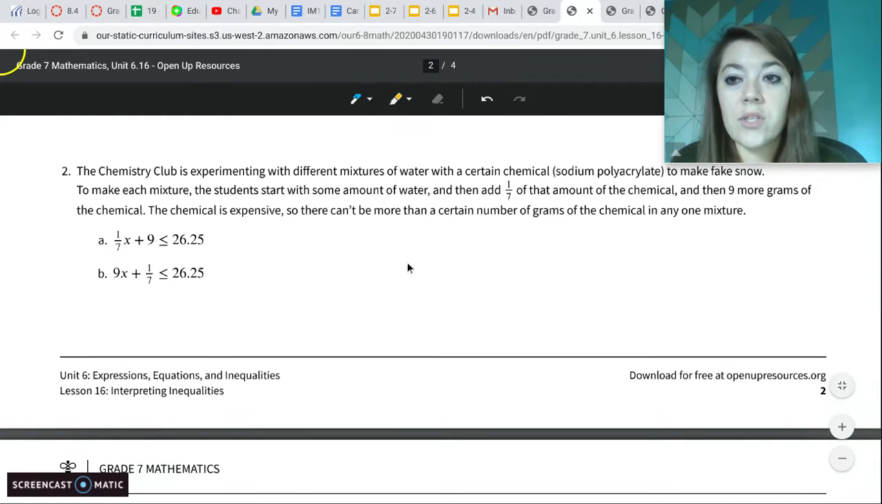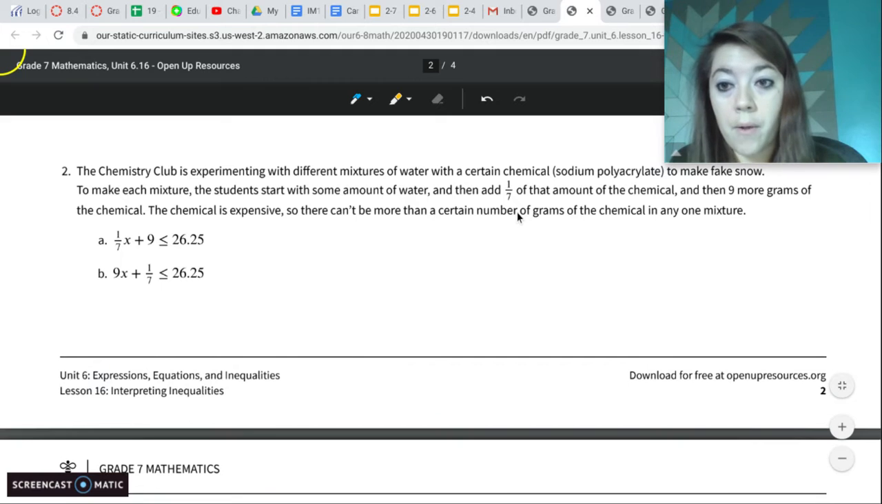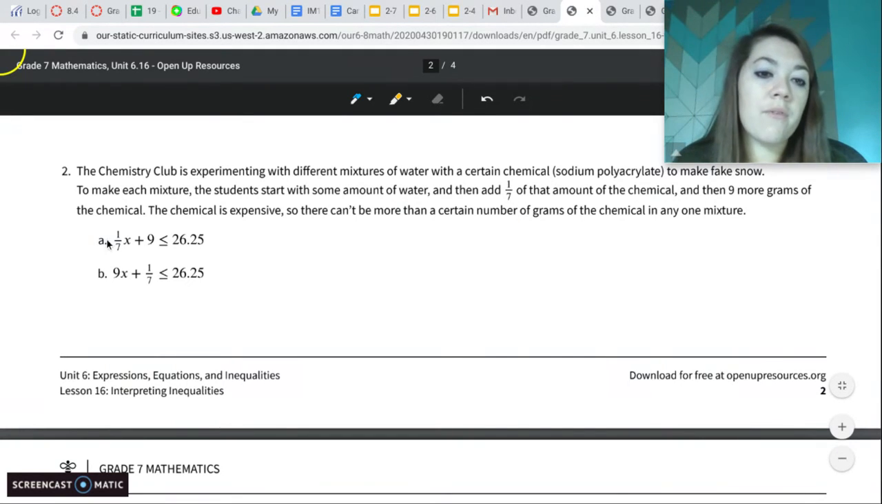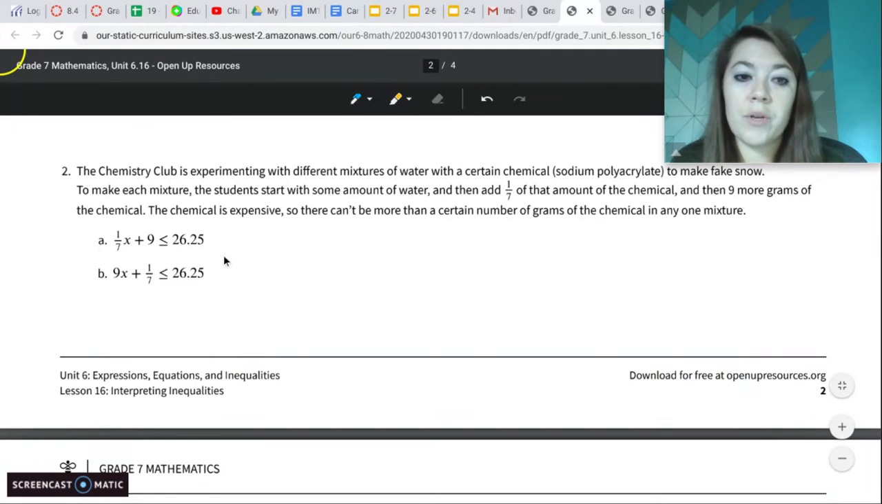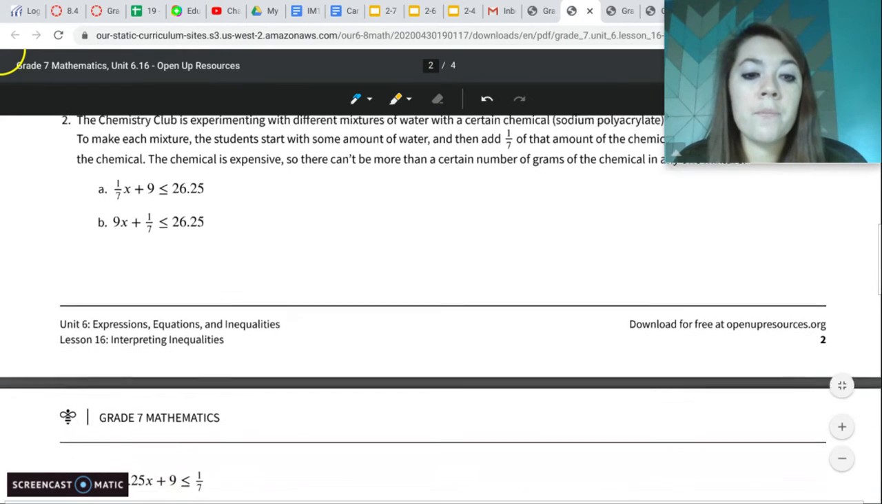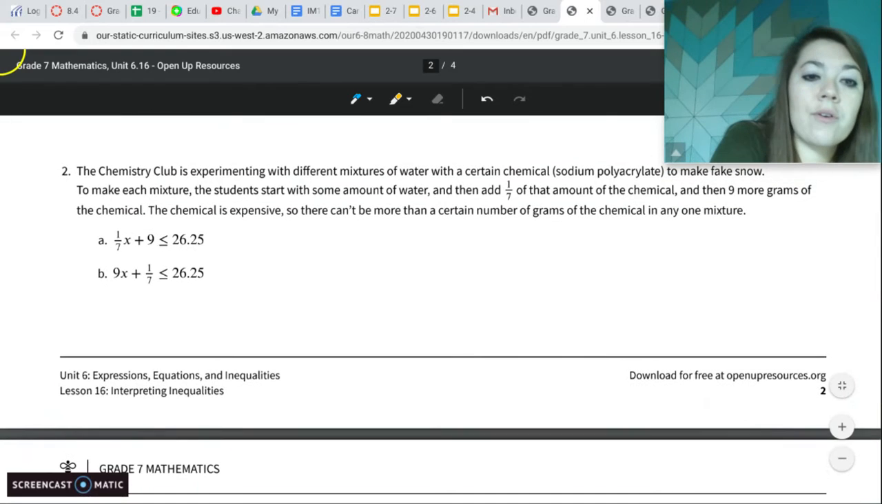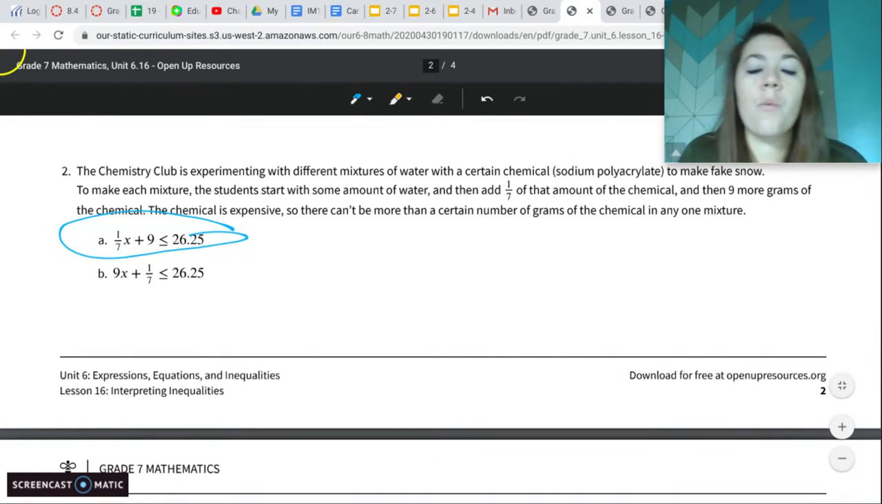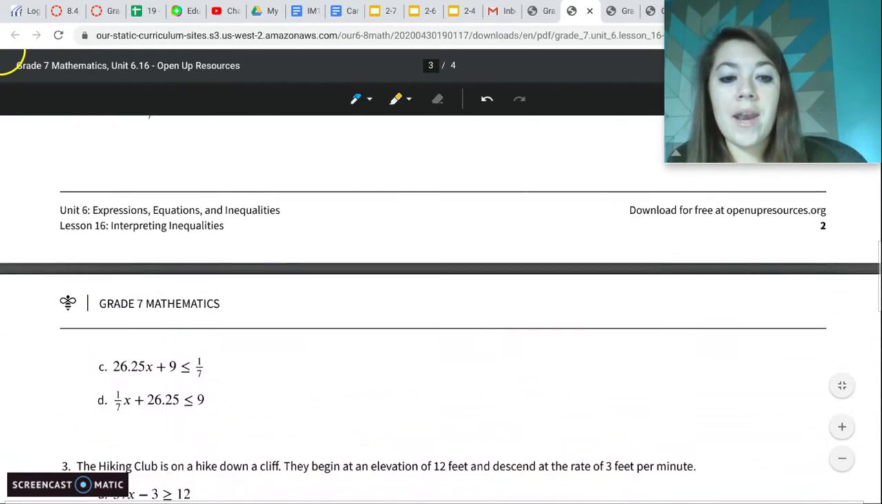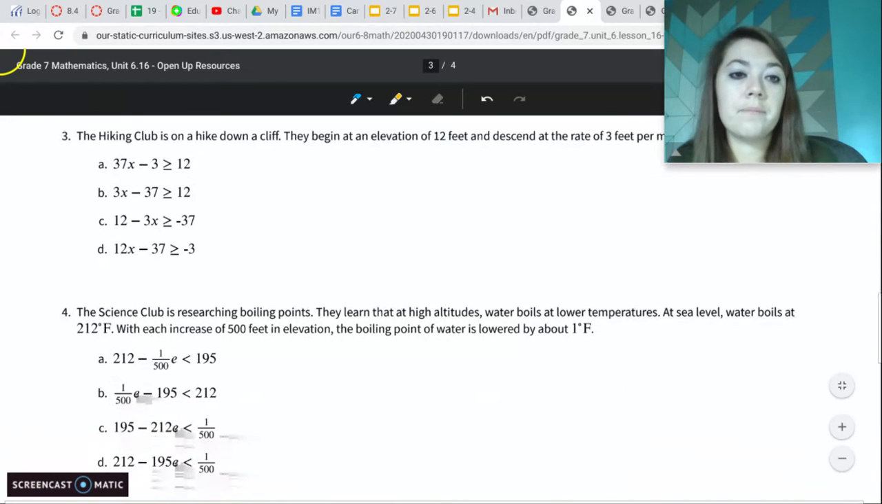So for this one, it's telling us that we're adding 1/7 of the amount of the chemical. So 1/7 should be attached to our variable. And then we're adding 9 more grams of the chemical. So if we look, we've got 1/7 x plus 9 is less than or equal to 26.25. So it's less than a certain amount because it says it can't be more. So that looks to be our accurate one because it's dealing with the 1/7 and adding the 9. That's the only one that looks like that.